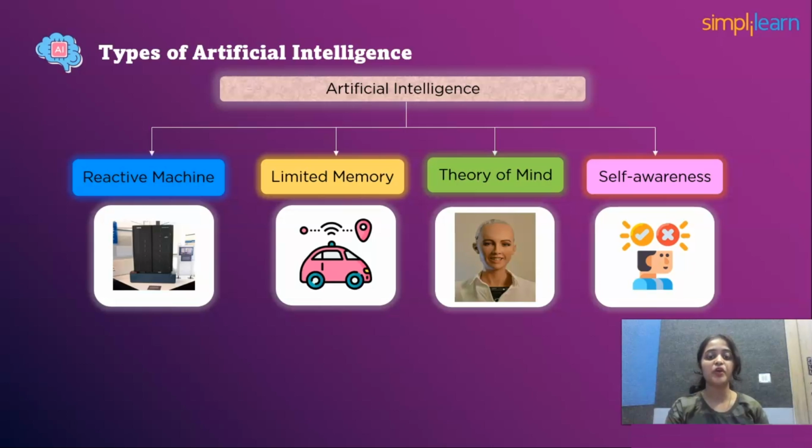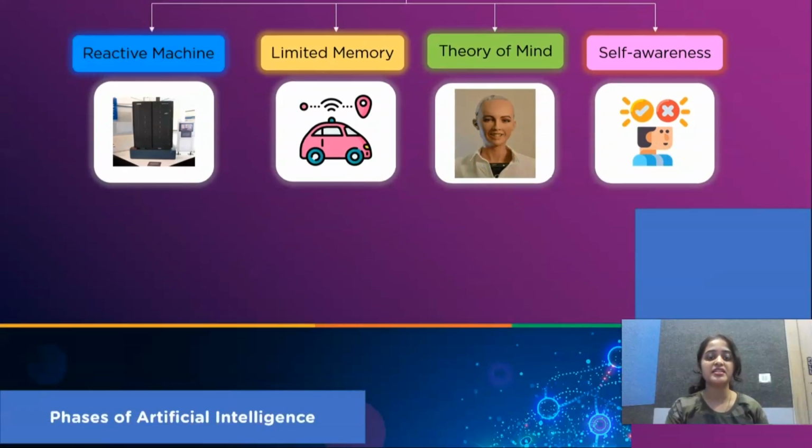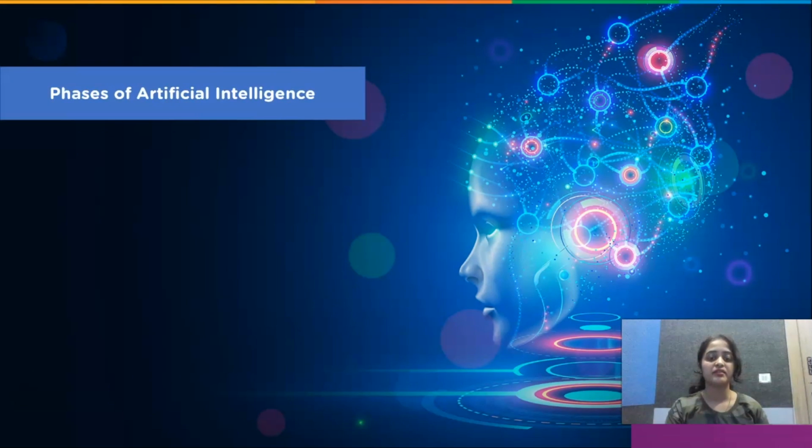These are all the important types of artificial intelligence. Next, let's move on and understand phases of AI.